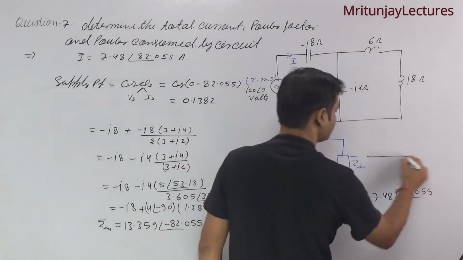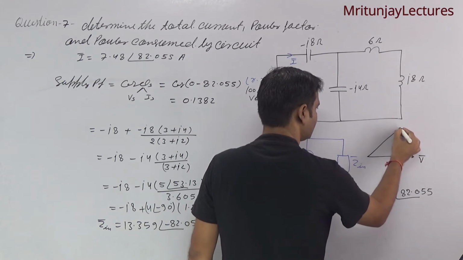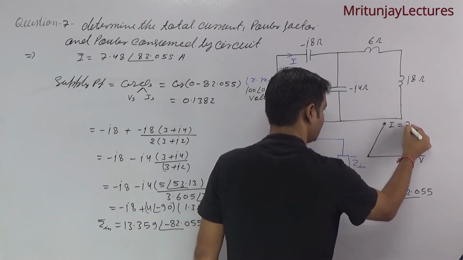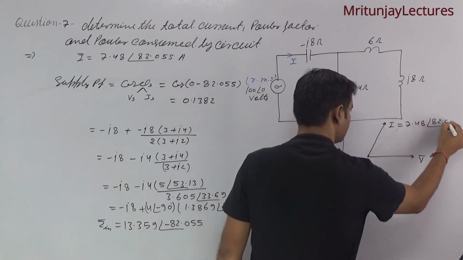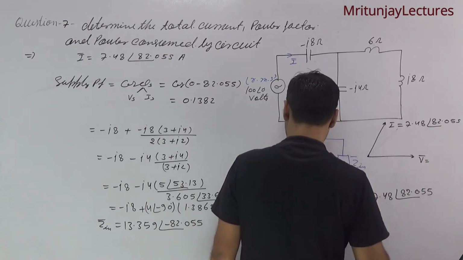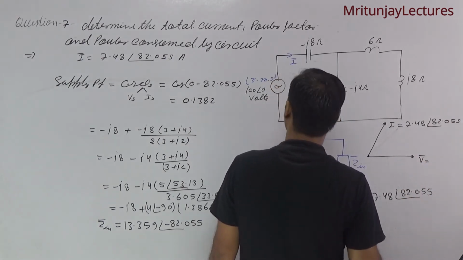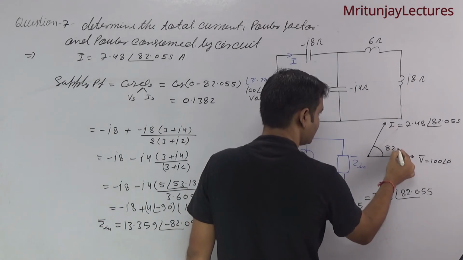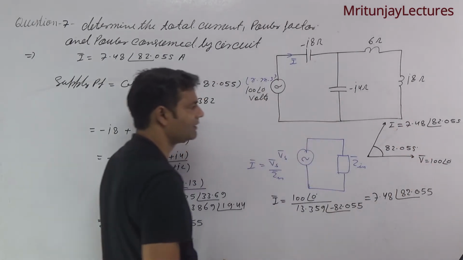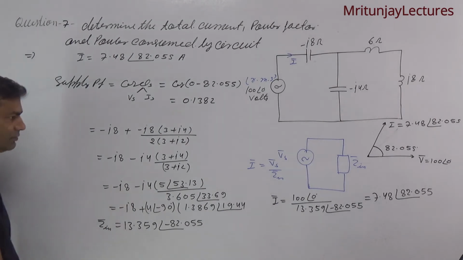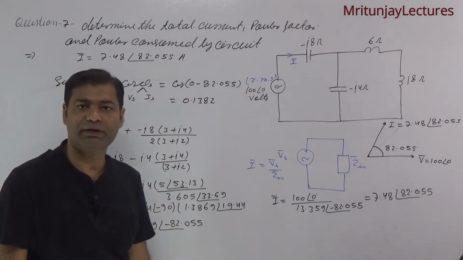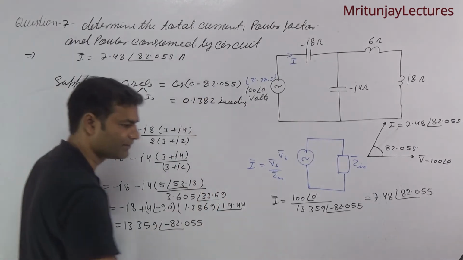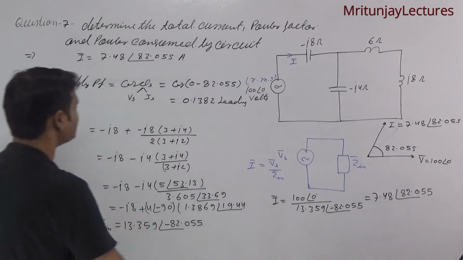If you make a phasor, that is voltage V. And what about current? Current is drawn like this, that is I equals 7.48 at the angle 82.055, and V equals 100 at the angle 0, and this angle is 82.055 degree. Clear or not? So I leads V by how much angle? 82.055 degree. So it is a leading power factor. Clear or not? Now next target, the power consumed by the circuit.